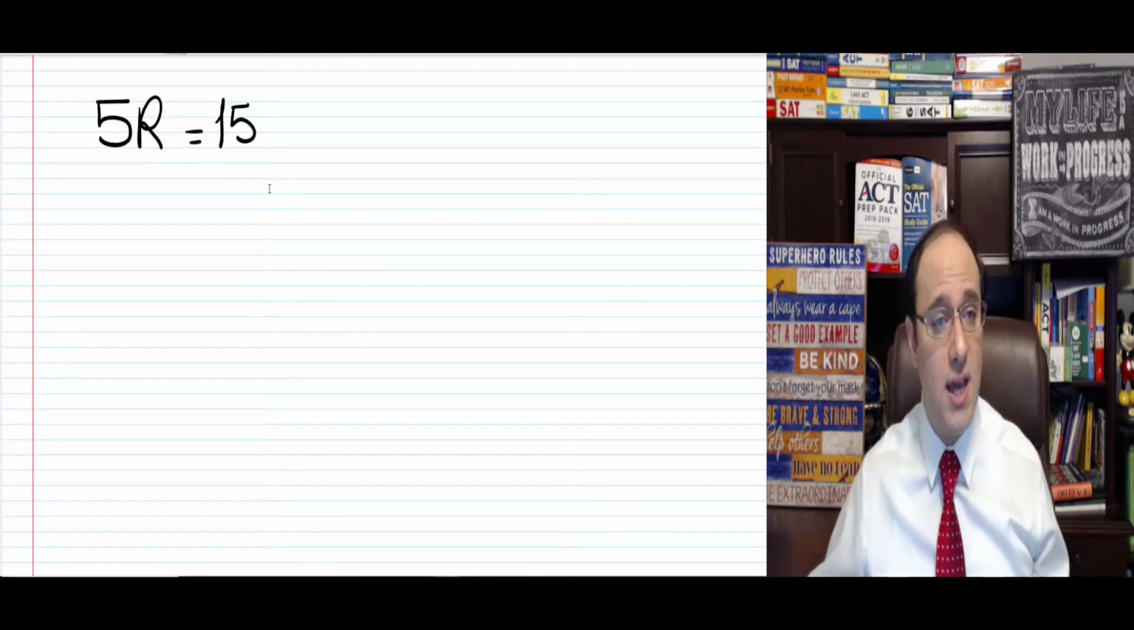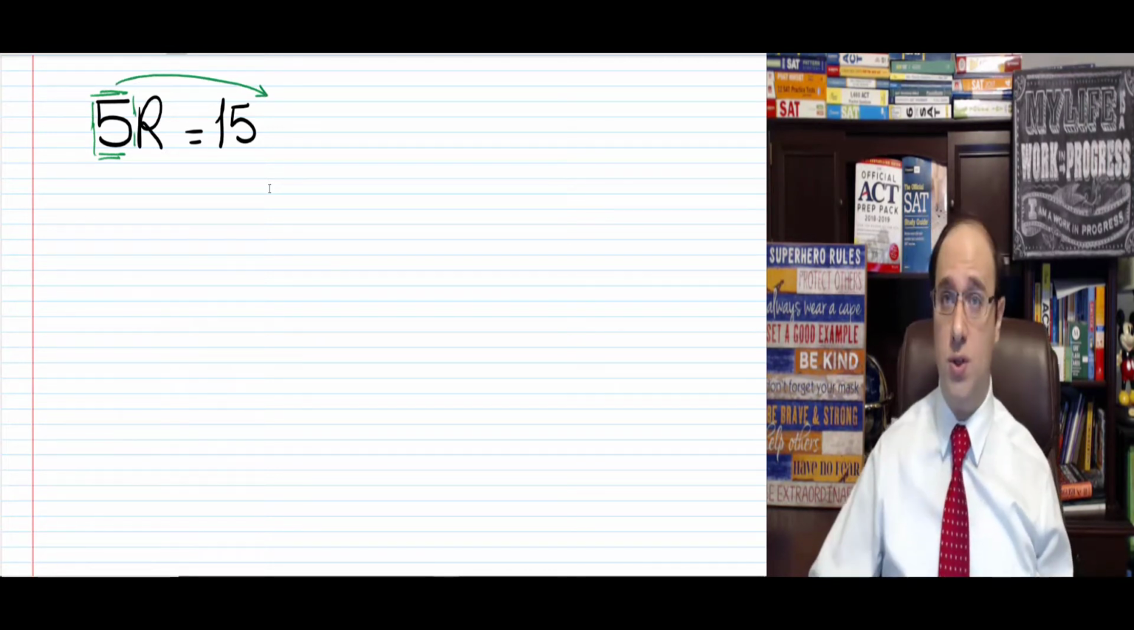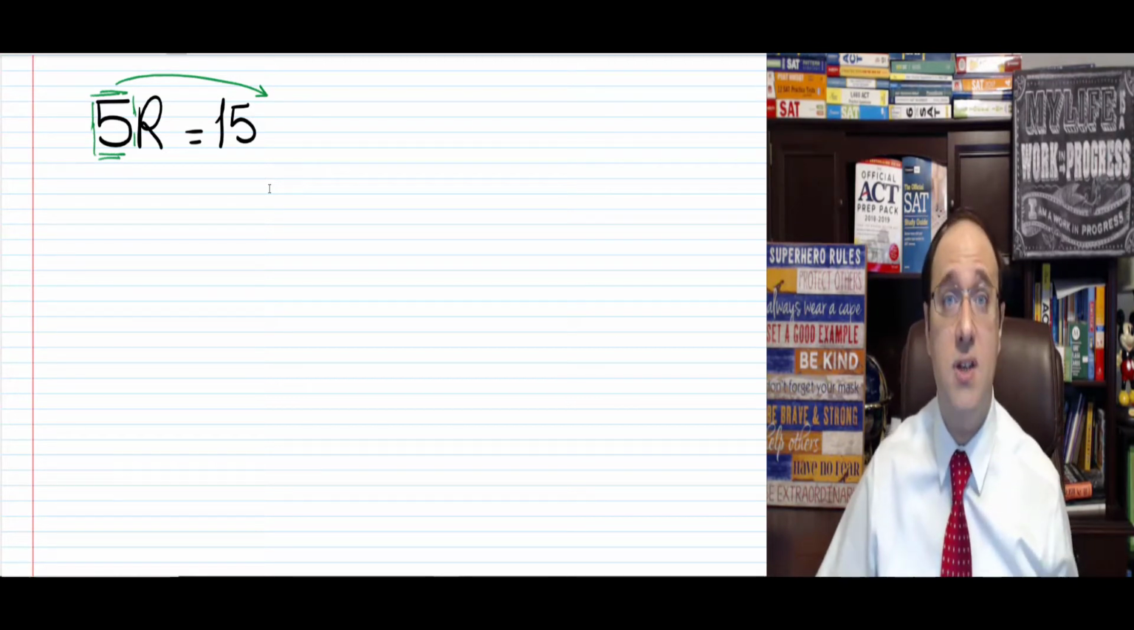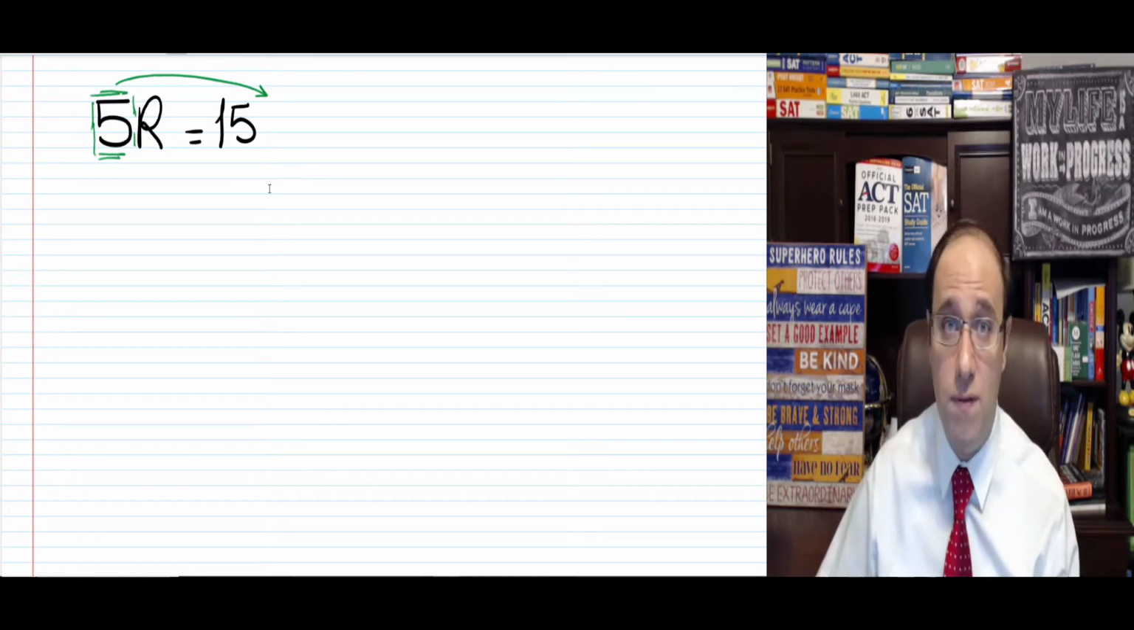We still want to get rid of this 5. But in order to get rid of this 5, we have to move it to the other side of the equal sign. But right here, there is no sign before the 5 because 5 came before the letter, before the variable.